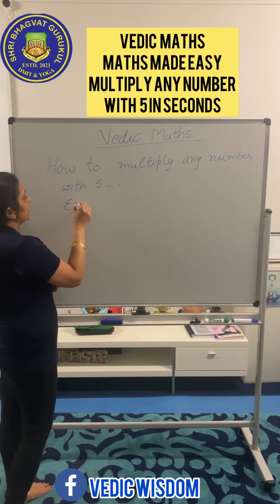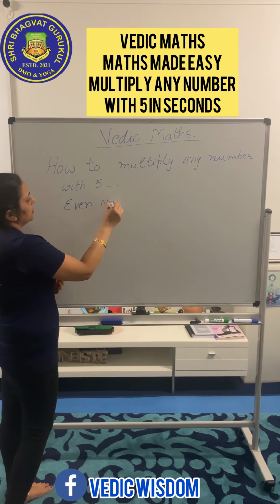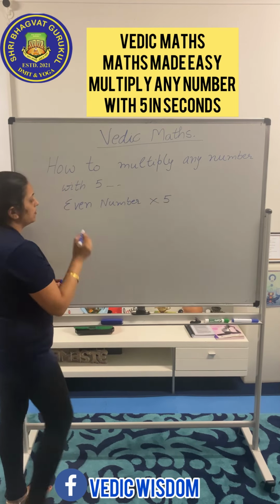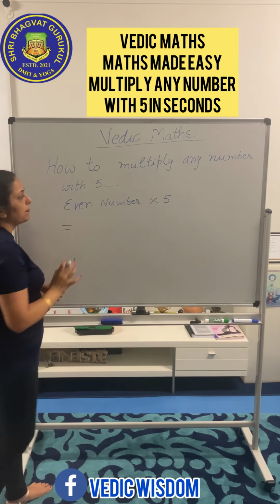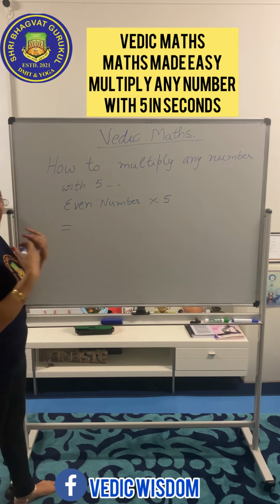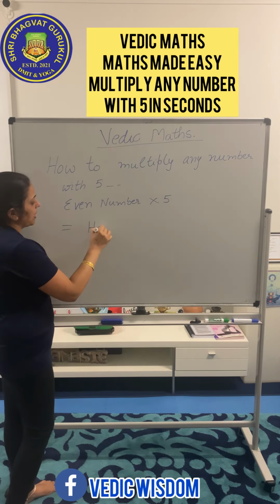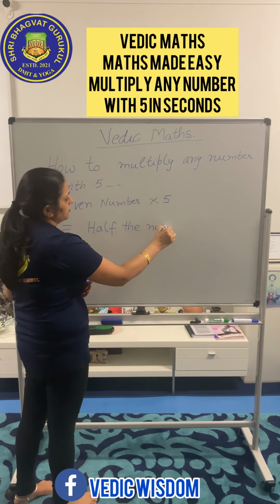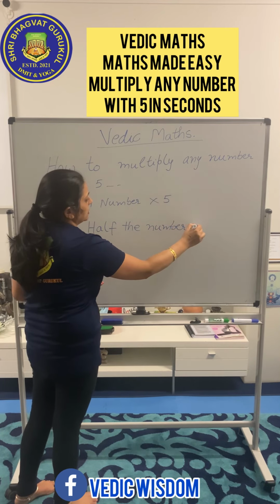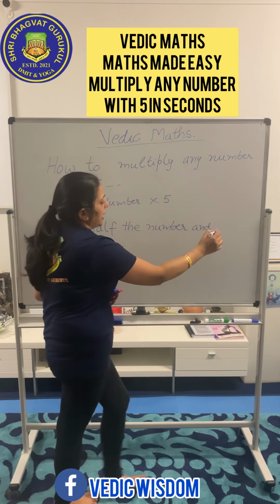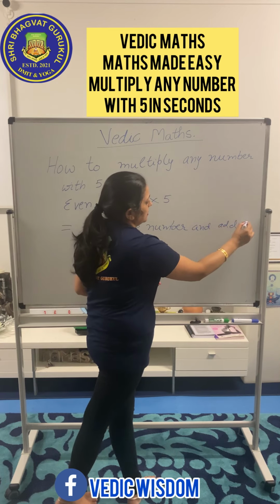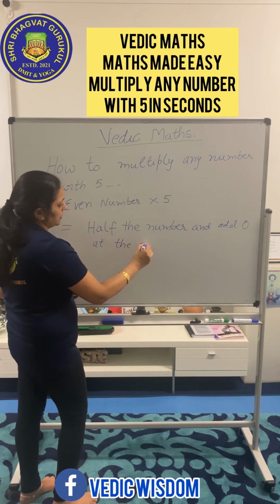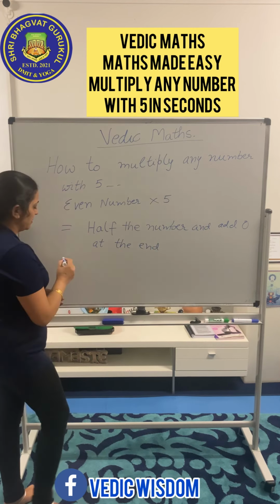So, for that the rule is, even number multiplying with 5. So what is the method? You simply just half the number, and add 0 at the end. So let's take an example.